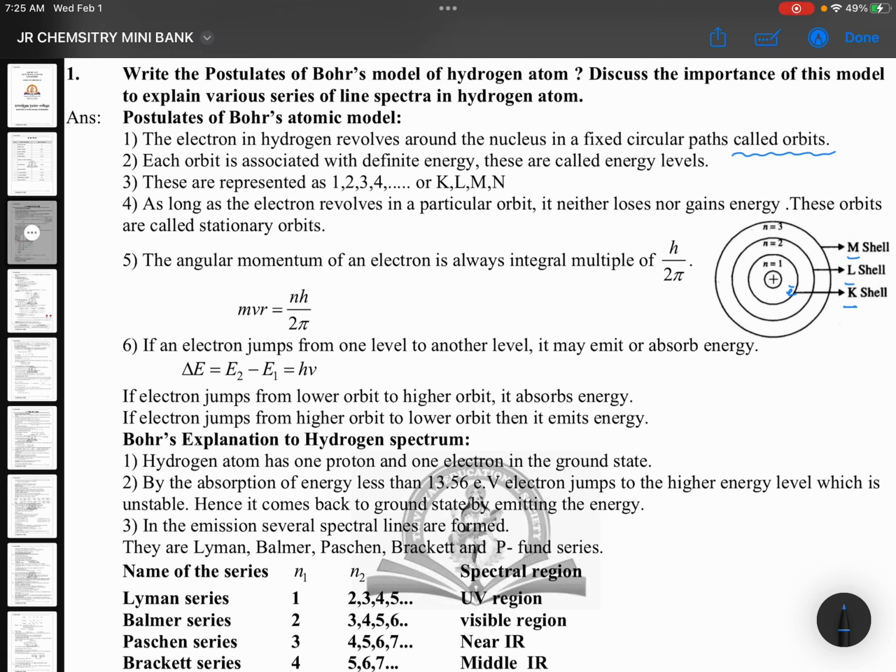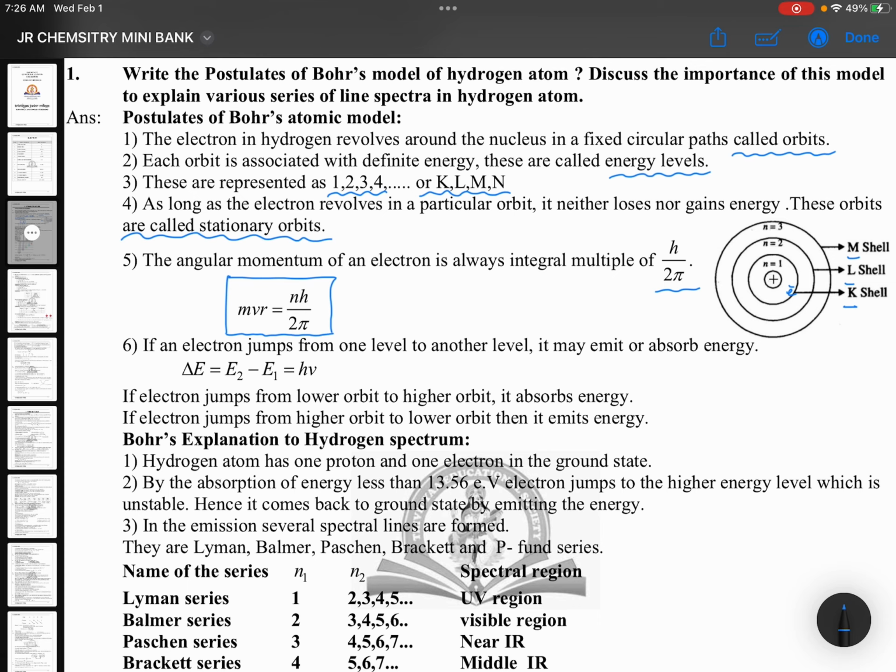Each orbit is associated with a definite energy. These orbits are called energy levels. These are represented as 1, 2, 3, 4, or you say KLMN. As long as the electron revolves in a particular orbit, it neither loses nor gains energy. These orbits are called stationary orbits. Energy is fixed, so they are called stationary orbits, and they are designated as 1, 2, 3, 4 or KLMN. The angular momentum of an electron is always integral multiple of h by 2 pi. MVR is equal to nh by 2 pi. When you write such kind of points, try to keep them in boxes.